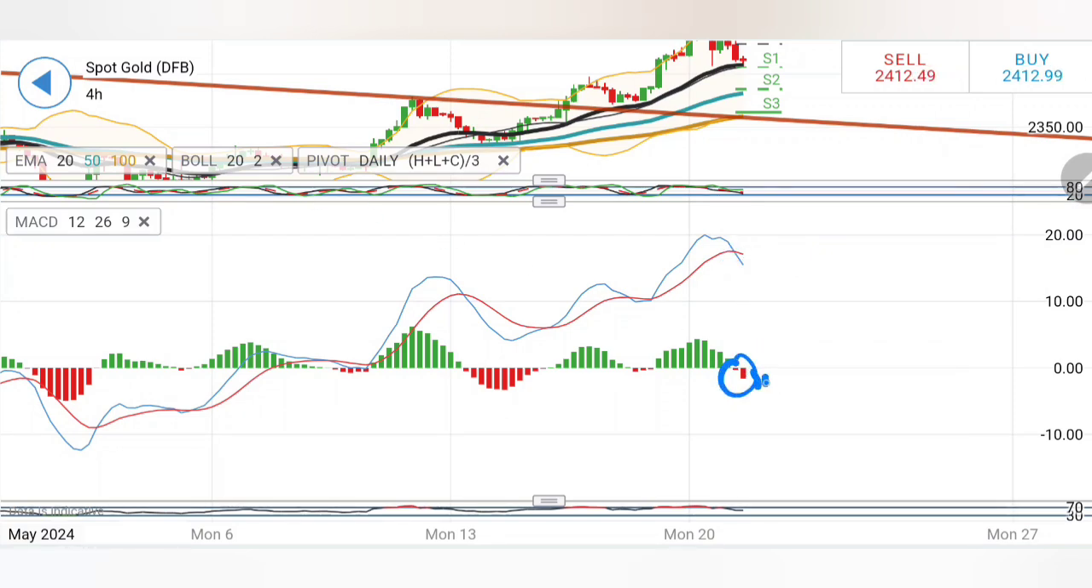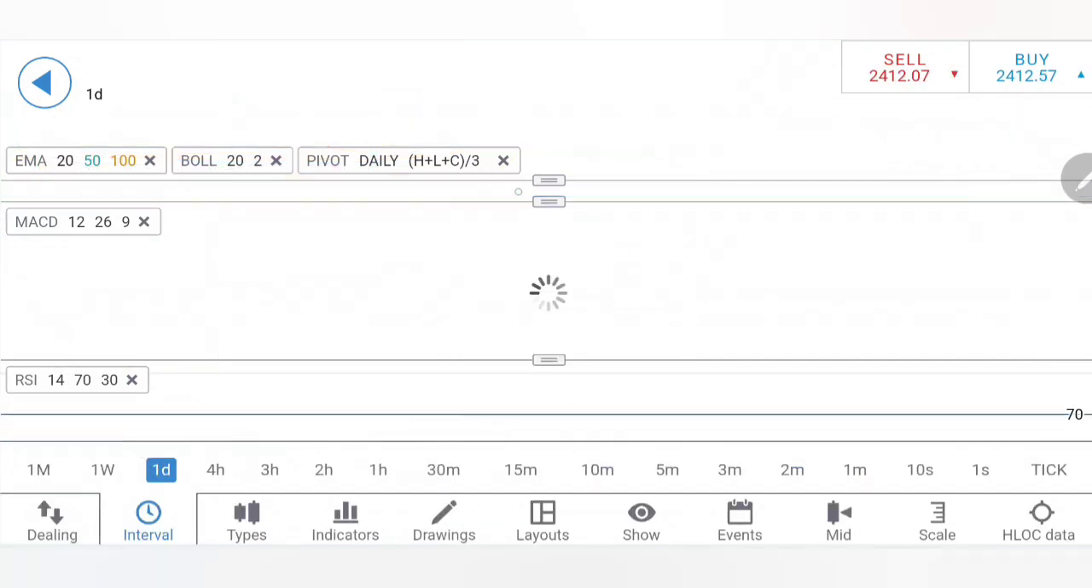See, first candle. So I do not expect this to happen. I can expect that there should be a little further down move. RSI coming out of the overbought zone.